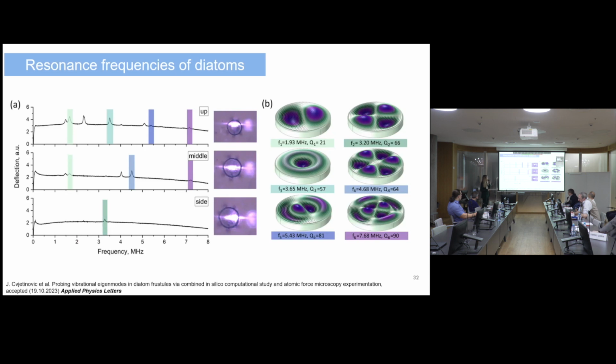We also calculated the quality factors, which range from around 21 to 90, which is of course not large enough if we are thinking about high sensitivity. But for example, in some applications where we prefer not high sensitivity, but broader bandwidth, these quality factors may be useful.